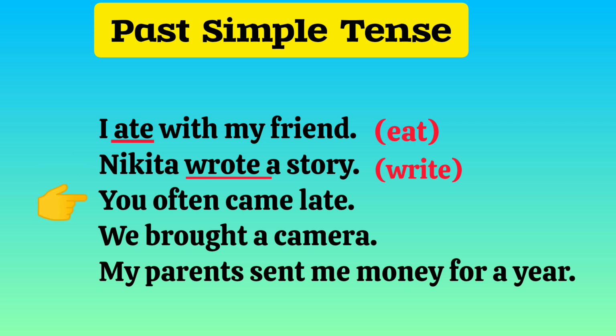You often came home late. The verb here is come, and the past simple tense will be came. And in this sentence, we use the word often to show a habit. We bought a camera. The verb is buy, and we change it into the past simple, and it becomes bought.